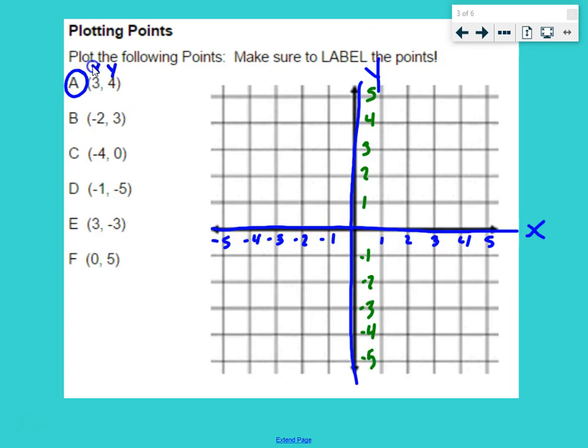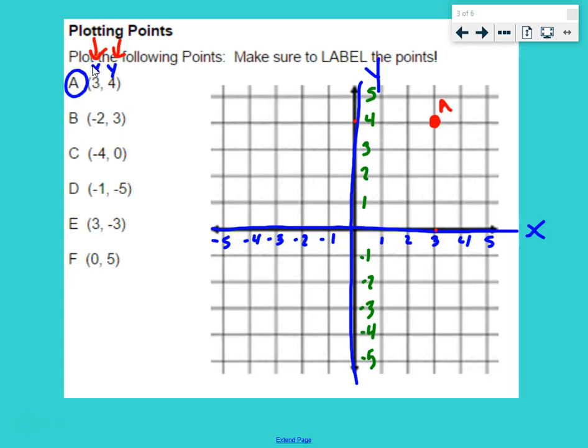Then we have an x-coordinate of 3, so we go on our x-axis and we find x equals 3, which is right there. But then we need y equals 4. So it's the point where x equals 3 and y equals 4 meet up. So we have to find their meeting point. That's where they meet, (3, 4). So that would be point A.